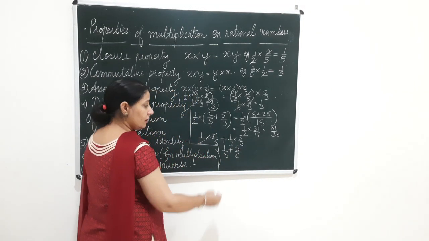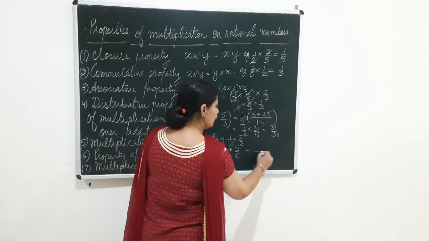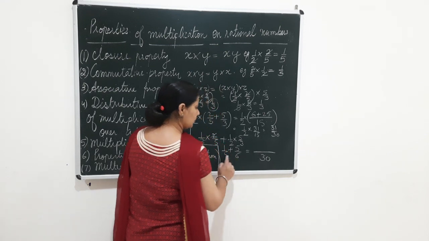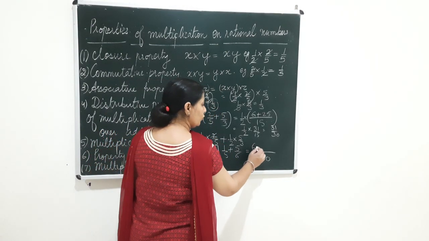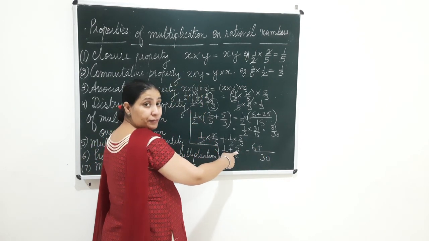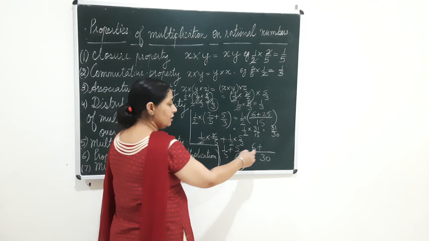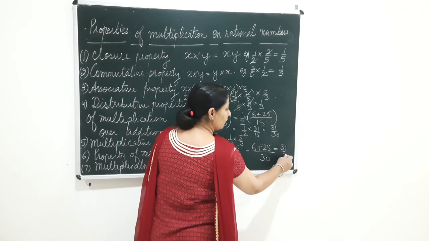Okay, beta. Now let's take the LCM. What will be the LCM of this? The LCM of this will be 30. 5 6s are 30, so you will have 6 here, and 6 5s are 30. 5 multiplied by 5 you've already done in your addition, that is equal to 25, and 25 plus 6 is equal to 31 by 30.